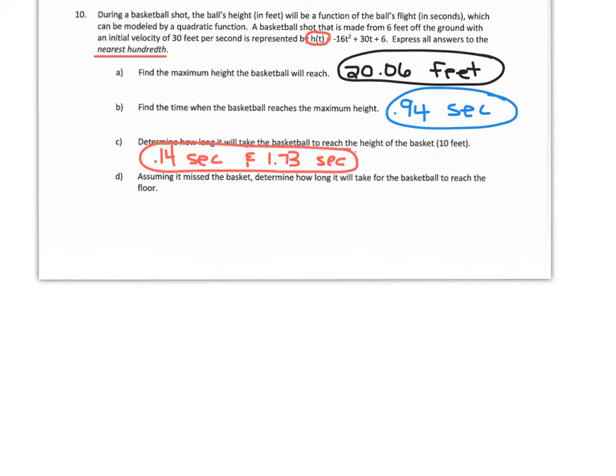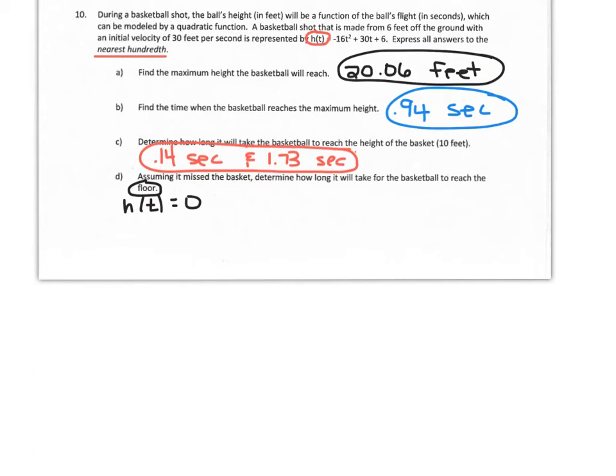Okay, letter D: assuming it missed the basket, determine how long it will take for the basketball to reach the floor. When the basketball reaches the floor, the height of the basketball, which we call h of t, would be equal to 0, because it's 0 feet above the ground. I'm going to do this algebraically. I personally prefer algebraically, but you can do it however you want.